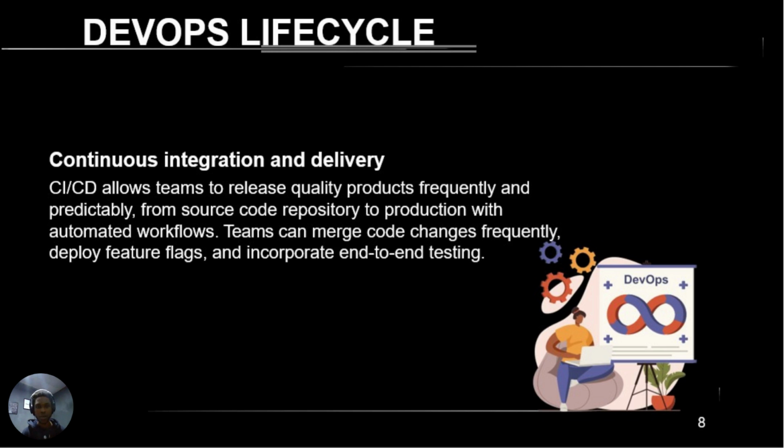So, continuous integration and continuous delivery. CI/CD allows teams to release quality products frequently and predictably, from source code repository to production with automated workflows. So I am developing, and I need to move this to production as soon as possible without breaking the current working condition of the system. With continuous integration and continuous delivery, you can achieve that, because what you have will be tested before it joins with the main branch.